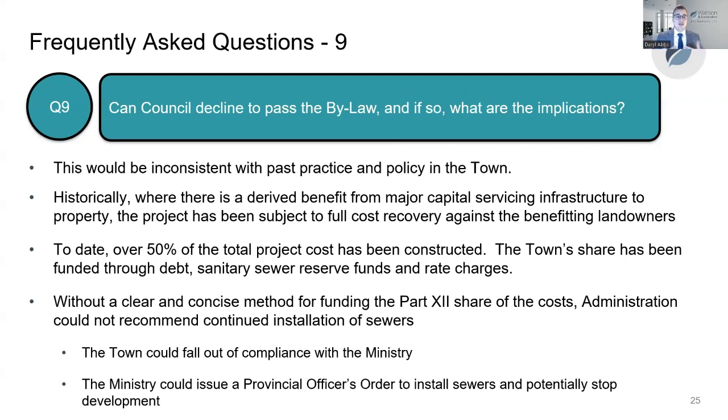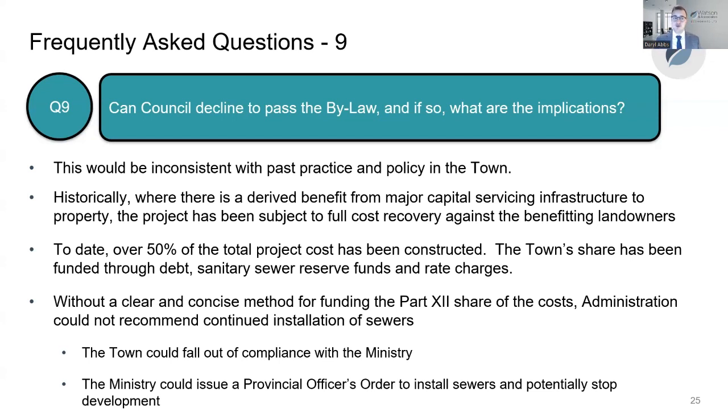Question 9, can council decline to pass the bylaw? And if so, what are the implications? This would be inconsistent with past practice and policy in the town. Historically, where there is a derived benefit from major capital infrastructure to property, the project has been subject to full cost recovery against the benefiting landowners.